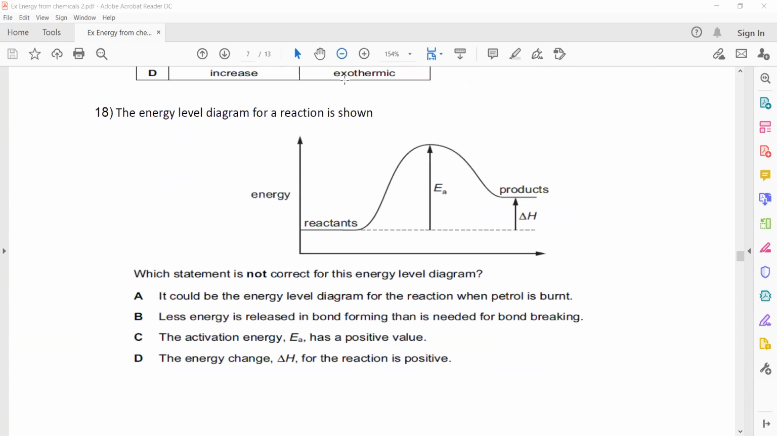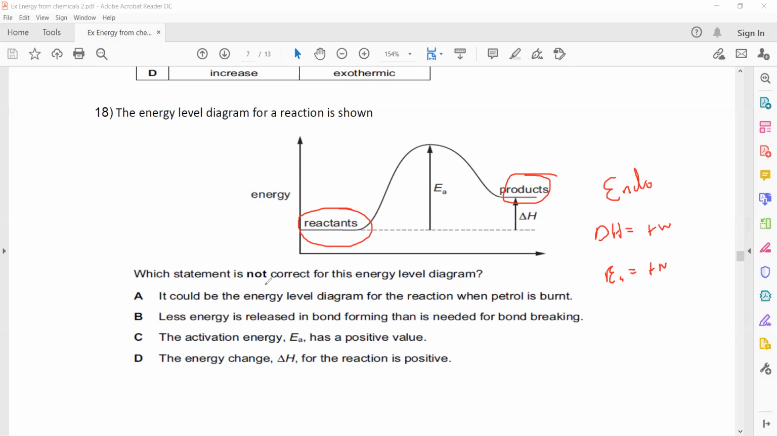In question 18, the energy diagram for this reaction is shown. Reactants have low energy and the product has high energy. So which reaction is this? This is an endothermic reaction. For an endothermic reaction, the energy change is always positive. And activation energy, for endo or exo, is also positive.